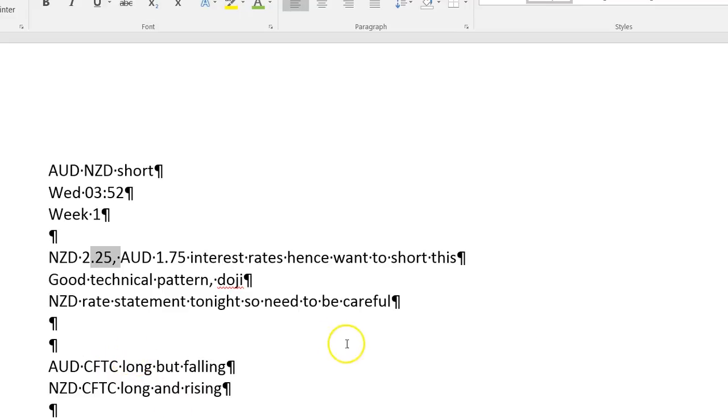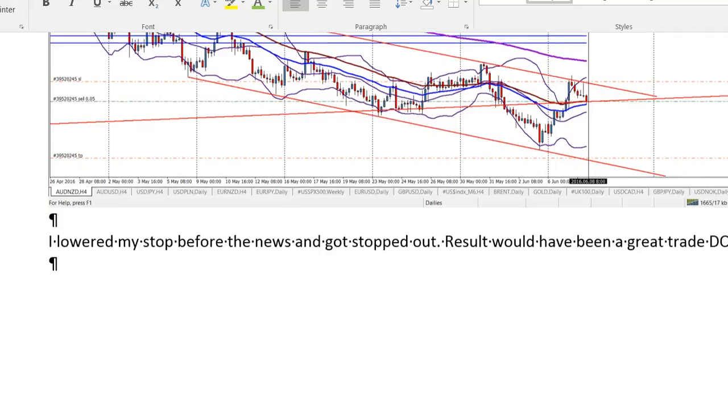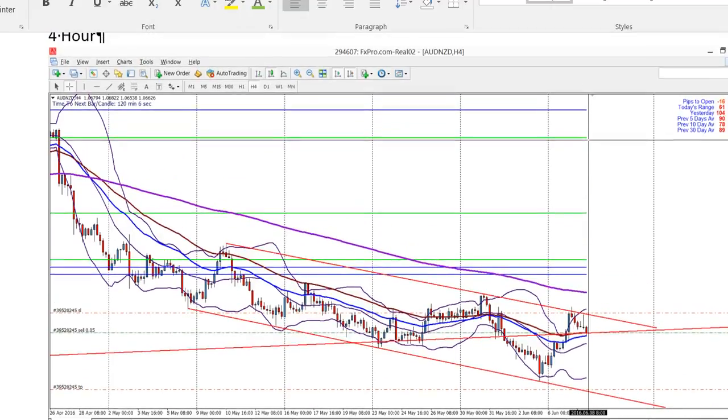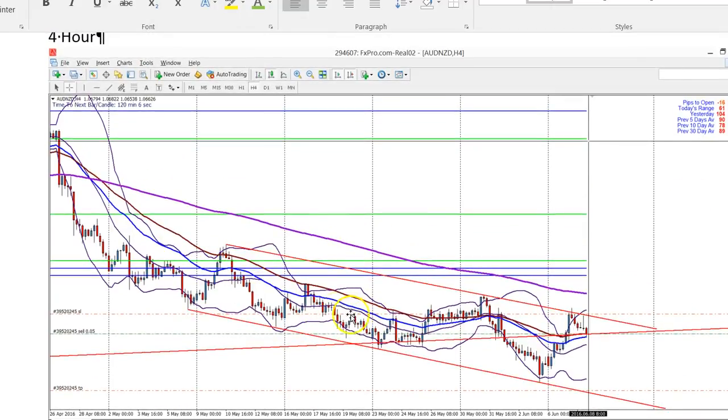The second reason, if we look at the pattern, it's in a downward trend. This is a 4-hour chart, and it just had a rejection at the top of the downward channel. And look, that's another clear rejection there. So technically it looked good as well.